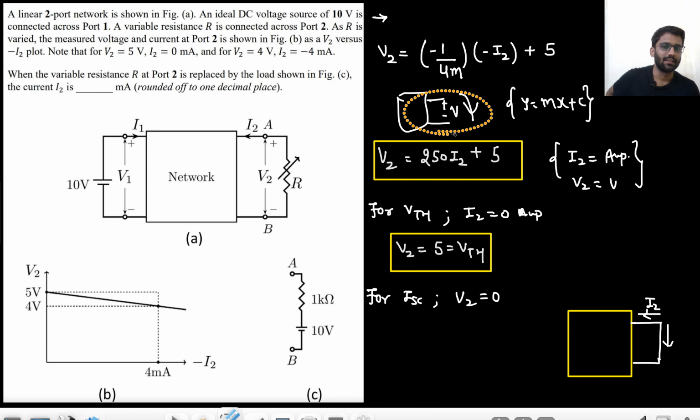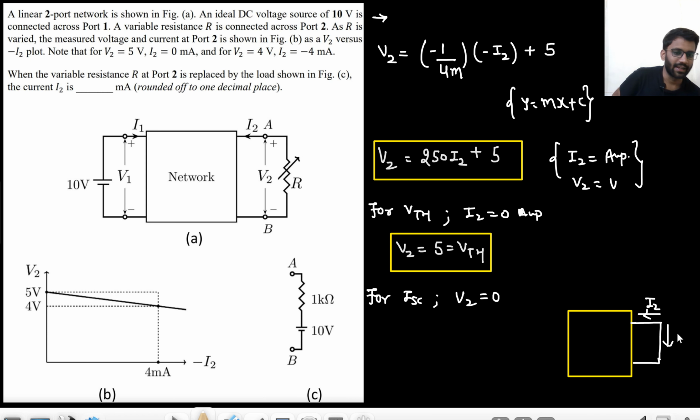So what is my ISC? ISC is like this, but I2 is given like this. So my ISC is negative of I2. So my ISC equals minus I2. So this is one thing that we should take care.